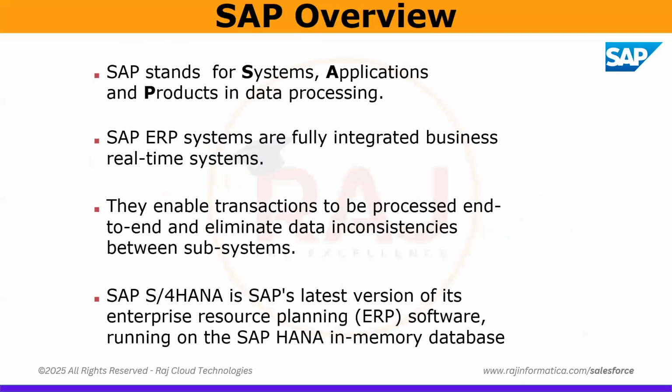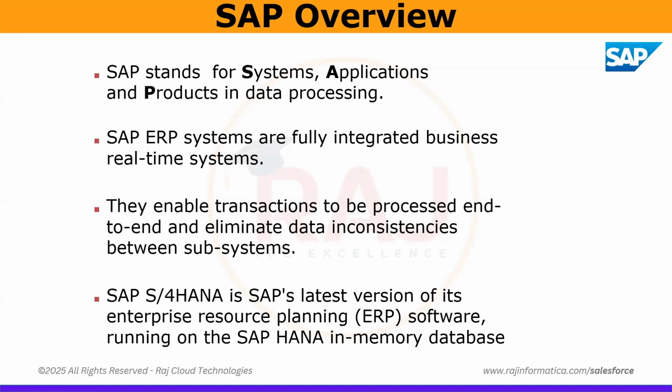SAP is a software from a German company. It was launched around the year 1972 by a German company located in Walldorf, Germany. So they have been into this development for more than 50 years. The full form of SAP is Systems, Applications and Products in Data Processing. SAP is an ERP system.